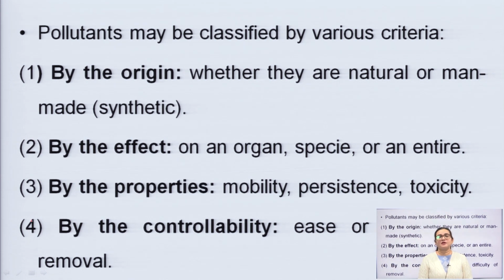By the properties like mobility, persistence, toxicity, etc. Mobility means that the pollutant moves here and there, it travels up, or it is stagnant. Persistence: is it a short term pollutant or a long term one? That means it is a temporary pollutant that can diminish after some time, or it is a permanent pollutant. Then toxicity, that means what is the toxicity level or the damage level of that particular pollutant when it damages the biome. Is it a short term damage or a long term damage?